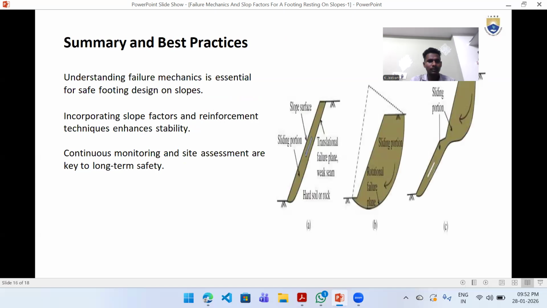Summary and best practices: understanding the mechanics is essential for safe footing design on slopes. Incorporating slope factors and reinforcement techniques improves stability. Continuous monitoring and site assessment are key to long-term safety.